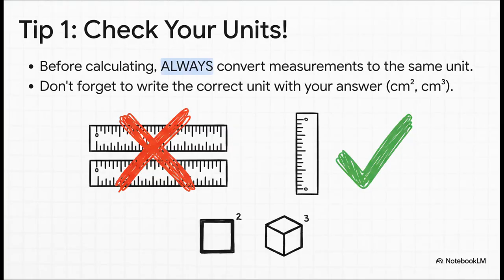Tip number 1, and this is probably the biggest one. Check your units. Seriously, this is where so many easy points are lost. Before you do any math, any calculating at all, make sure every single measurement is in the same unit. If one is in meters and another is in centimeters, you have to convert one of them first. And when you get your final answer, please remember to write the correct unit. Squared for area, cubed for volume.